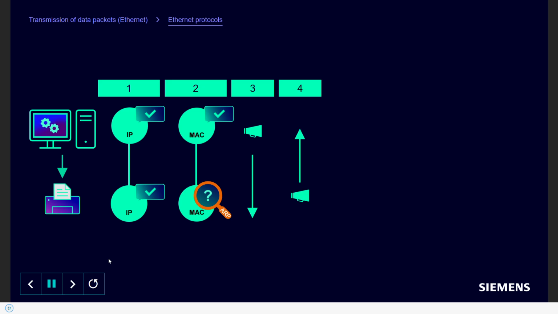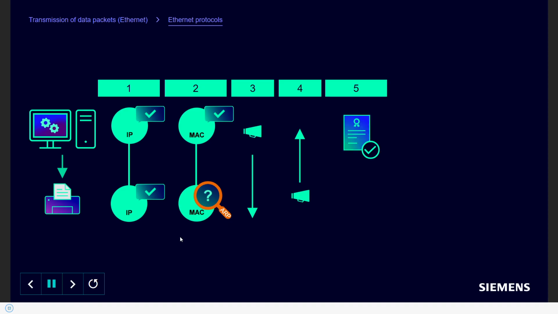4. The stations, in this case there is only our printer, compare the sent IP address to their own. If they don't match, the request is rejected. If the printer notices that the IP address is referring to it, it sends an ARP response with its MAC address as a unicast directly to the computer. For this purpose, it extracts the fields with the MAC address and the IPv4 address from the ARP request and uses these values as its response.